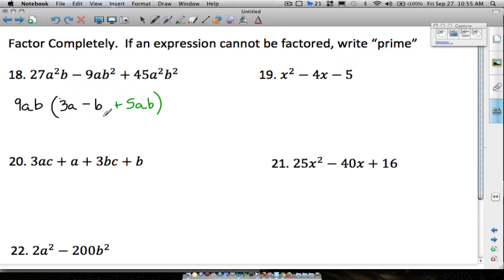Now you might wonder, what do we do next? Well, there is nothing else that we can do here. We can't do product sum, bottoms up, or any more GCF. So that's our final answer to that problem.